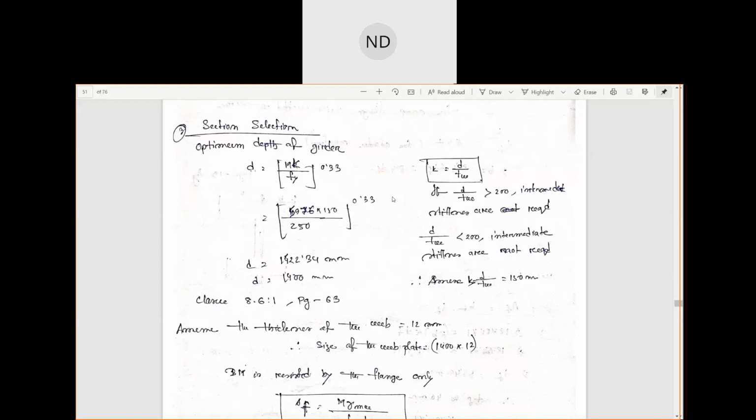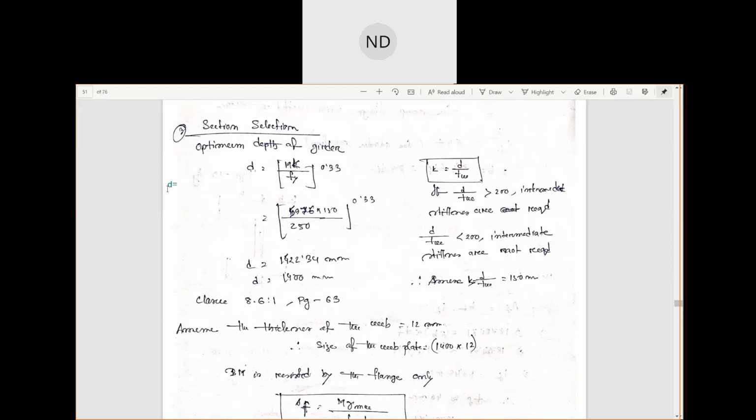Now after calculating the shear forces, we will assume a section so that we can design how much the web size should be and how much the size of the flanges should be. We have a formula here for the optimum depth of the girder. What is this D?